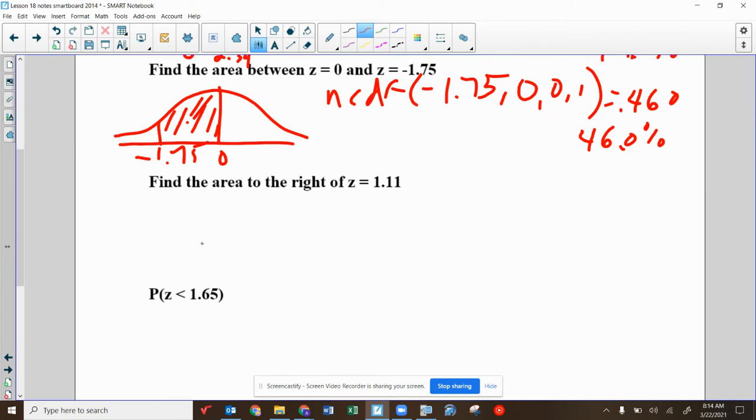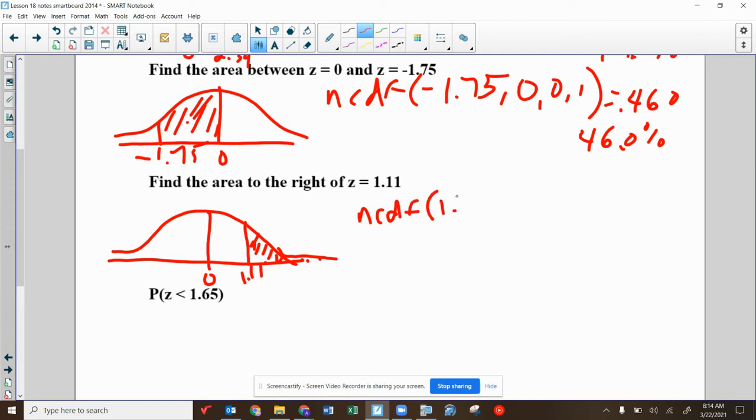All right, just a couple of little differences that you can come across, because each one of these problems will be the same idea. Area to the right of 1.11. Okay, so I want that right there. So in this case, we're going from 1.11 to infinity. These graphs, I know I kind of hit the x-axis there, I really shouldn't. It kind of goes like that. It keeps going forever and ever and ever. So you're going to do normal CDF, 1.11, infinity, 0, and 1.